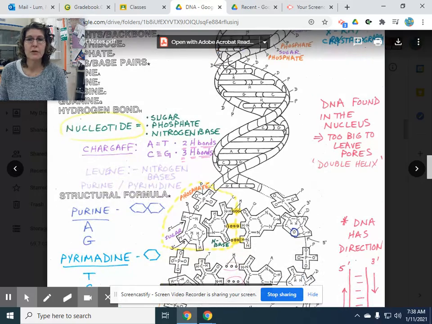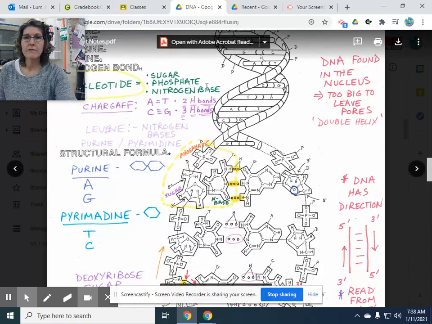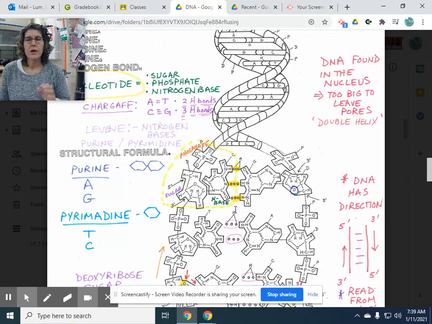So I'm going to scoot down a little bit. We change our view from this nice little ladder, and all of a sudden it gets really complicated down here. What we're looking at is the chemical makeup of it. We just took my sugars and phosphates and nitrogen bases and broke them up. So here is still the backbone of my ladder. There's my phosphate, there's my sugar, there's a phosphate, there's a sugar. How do I know this is a sugar? Look at it closely.